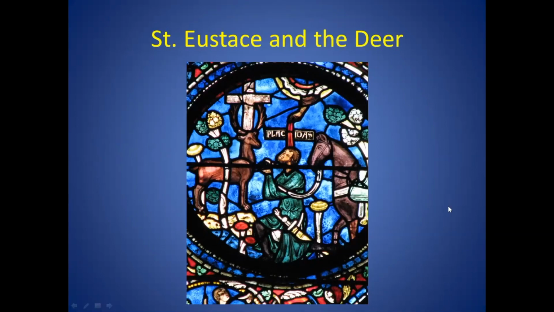This is Saint Eustace. This photo is from a stained glass window at Chartres Cathedral. The saint was originally called Placidus, and after his conversion, by an encounter with a deer that had a cross between its antlers while he was out hunting in the woods, Placidus became Eustace, which I think means something like fruitful, words to that effect, a Christian virtue.